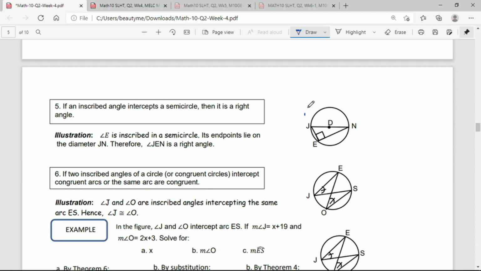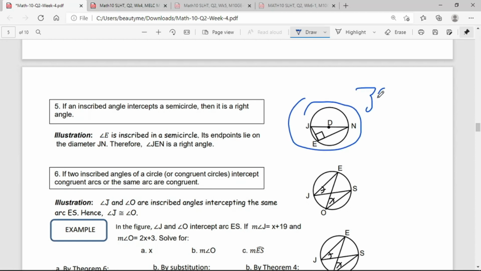We all know that the entire degree of a circle is 360. And when we say semicircle, it is half. So half of 360 is 180 degrees. Meaning this arc JN is equal to 180 degrees. And we have here an inscribed angle. Since an inscribed angle is 1/2 of its intercepted arc, 1/2 of 180 is 90. And 90 degrees is a right angle, and the intercepted arc is a semicircle.